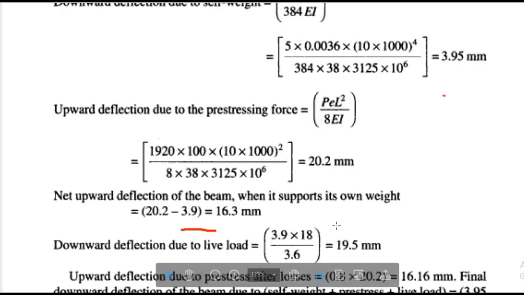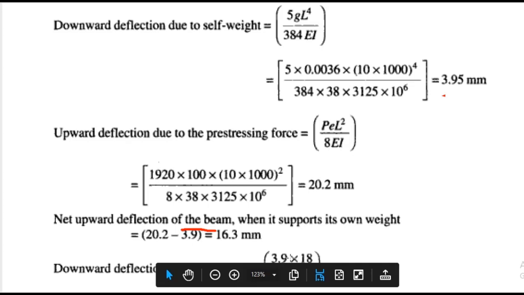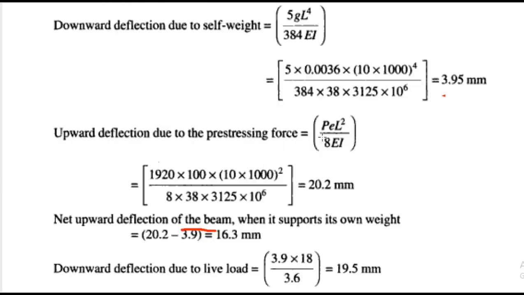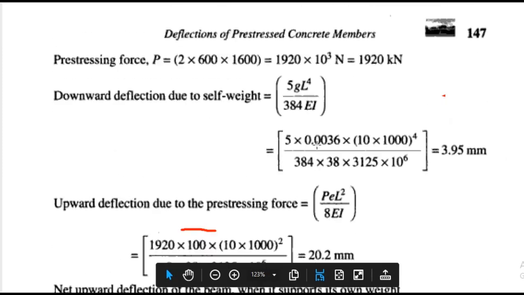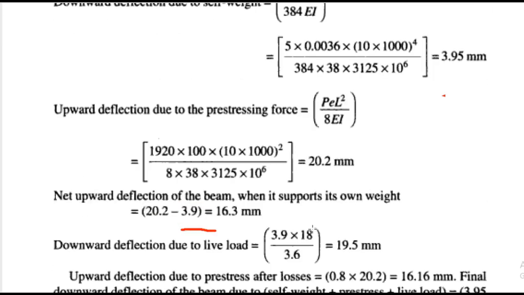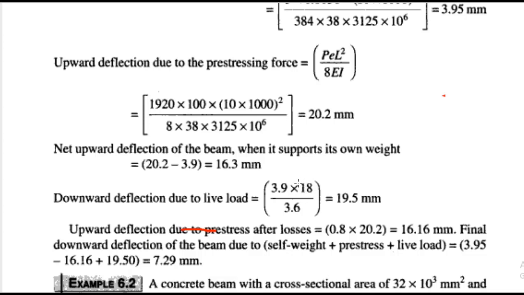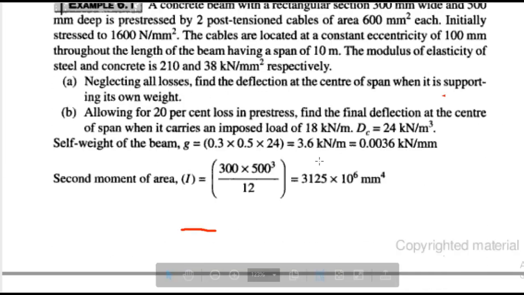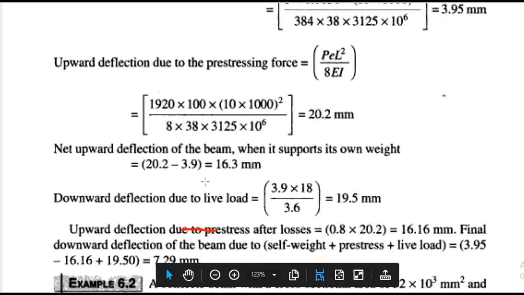That downward deflection due to live load, we are calculating. 3.95 is the downward deflection occurring due to the self-weight of the beam, and 18 kN per meter is the live load acting on the beam, causing the deflection in the downward direction. 3.6 mm is the deflection caused by the imposed load acting on the beam, and 3.95 mm is the downward deflection due to self-weight.